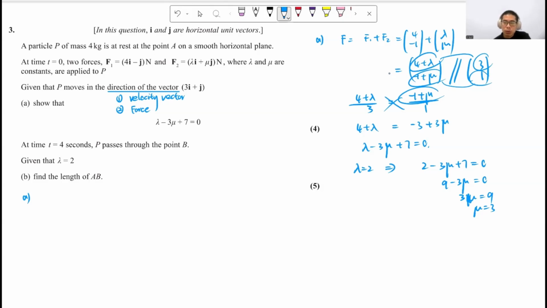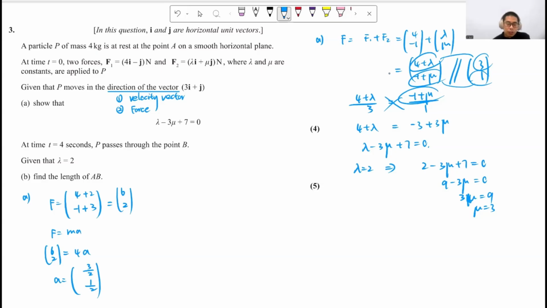So if mu is equal to 3, then F is equal to 4 plus lambda, so lambda is 2, just 4 plus 2, and negative 1 plus mu is 3. Then we have (6, 2) as the vector of the resultant force. Then F equal to ma. So (6, 2) is equal to mass, which is 4, times acceleration. So acceleration is 6 divided by 4, which can be simplified to 3 over 2, and then 2 over 4, which is 1/2. So that would be the acceleration vector.